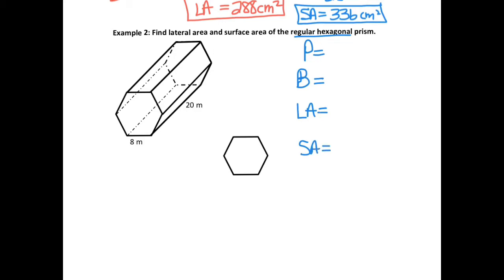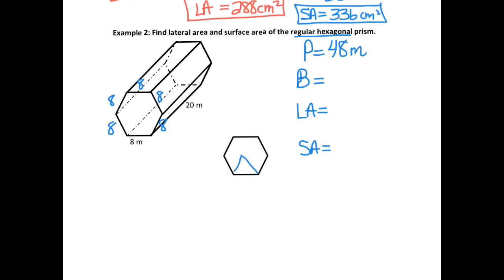All right, well, the perimeter of the base is easy. It's a regular hexagon. That means that each one of these sides measures 8. So 8 times 6 is 48. So 48 meters is the perimeter.